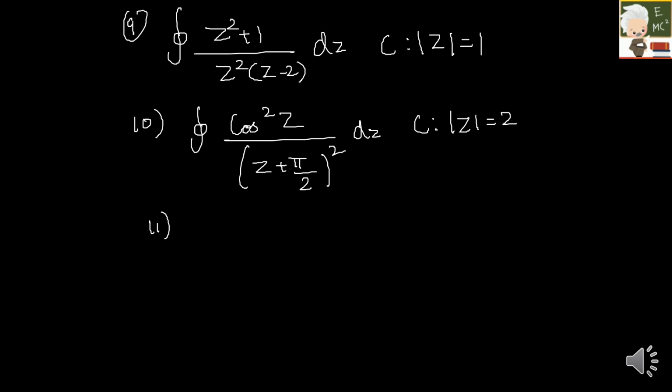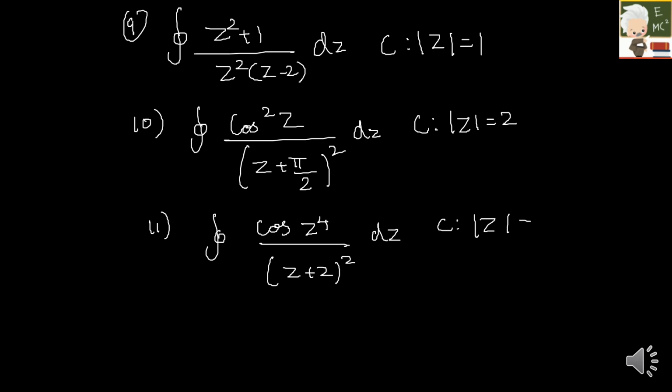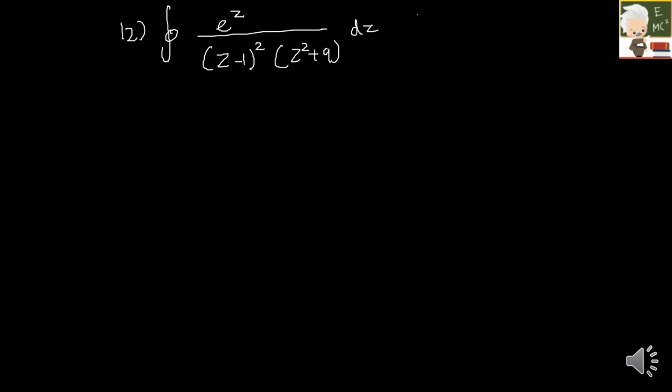11th question is the closed integral of cos z power 4 divided by (z plus 2) the whole square dz, and the contour is |z| = 3. Let me write in the next page. Let me give you still a few more. And the 12th question is the closed integral of e raised to z by (z minus 1) the whole square, (z square plus 9) into dz, contour is |z| = 2.